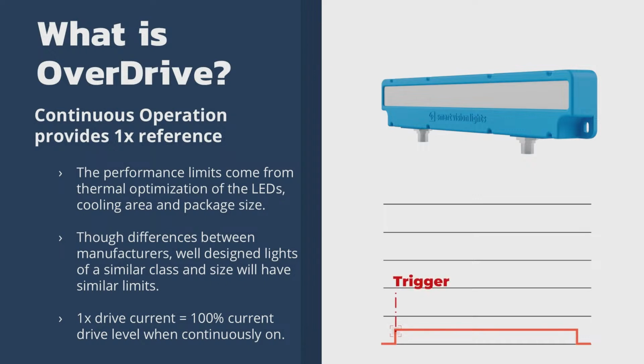So for every light, then there is a design limit for continuous operation, if that's what they're designing for, and we're going to refer to that as 1x output. So 1x output means the 100% design output of the light in a continuous mode, or even a pulse following where they're turning on and off, but they're not getting any brighter than continuous mode.